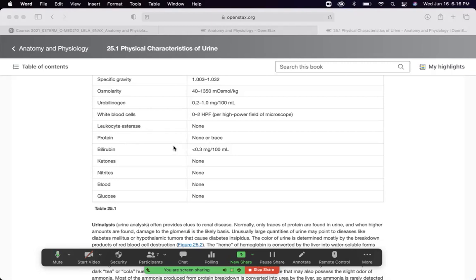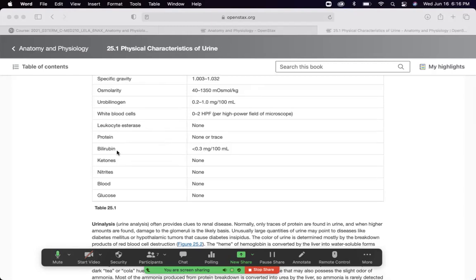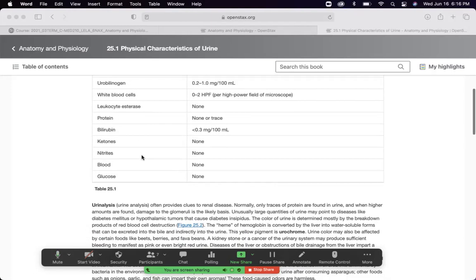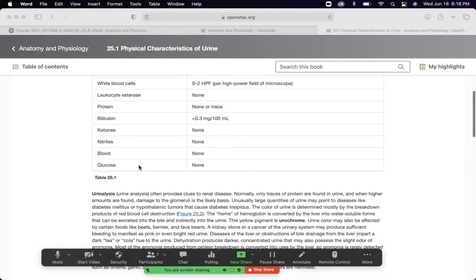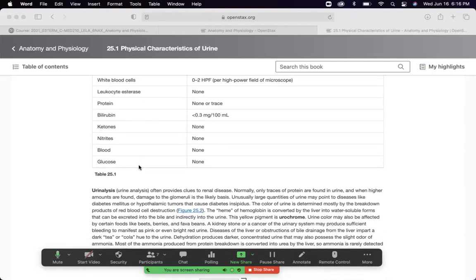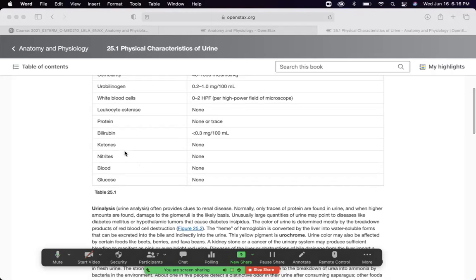Proteins, you shouldn't have any, because your body should use them. Bilirubin, like urobilinogen, is also a metabolic byproduct, which also contributes to the color. And it's part and parcel of the breakdown of your red blood cells. Ketones, we talked about ketones before. You shouldn't have any. If you have ketones in there, you're either diabetic or you're in a starvation state.